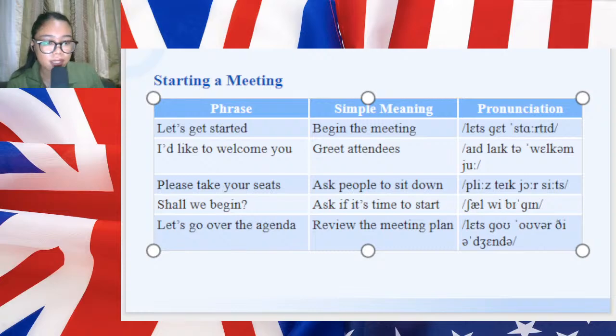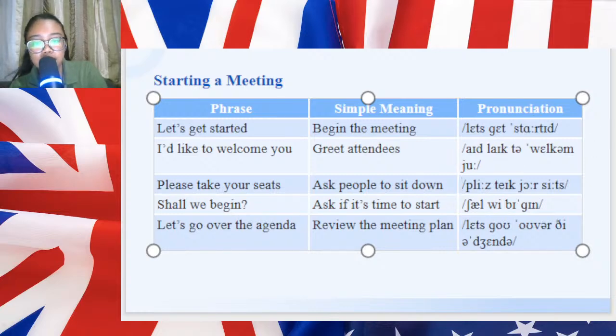While yes, this is polite, in very informal settings, a simple everyone settle down might be used. But as far as I've observed, and I think you can also relate, usually they say this particular phrase: Please take your seats. Because this maintains a level of professionalism suitable for most business contexts, and it's more polite, okay? All right.